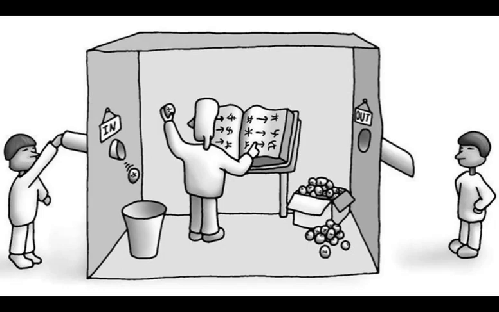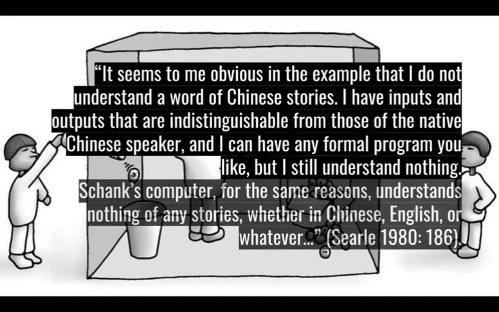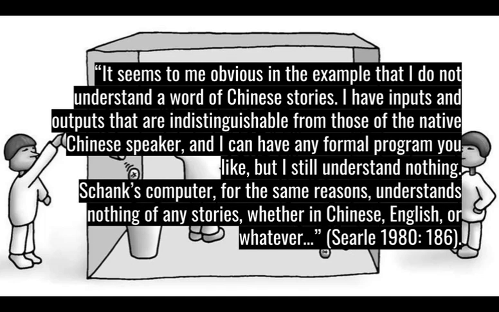So here is how Searle summarizes it. "It seems to me obvious in the example that I do not understand a word of Chinese stories. I have inputs and outputs that are indistinguishable from those of the native Chinese speaker, and I can have any form of program you like. But I still understand nothing. Schank's computer, for the same reasons, understands nothing of any stories, whether in Chinese, English, or whatever." So there is Searle's argument back in 1980.